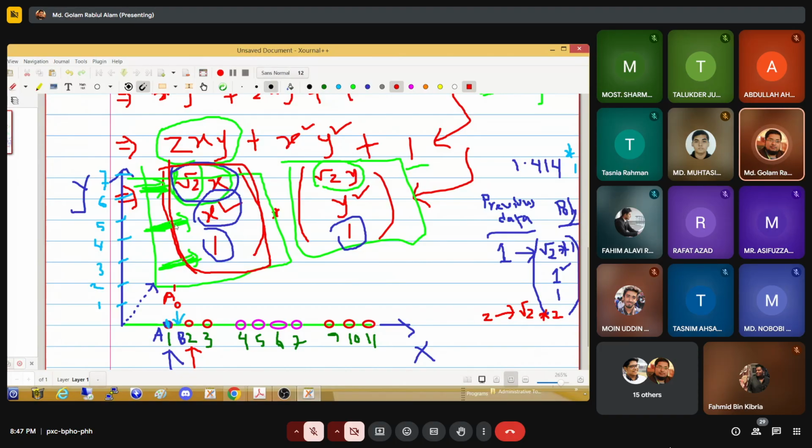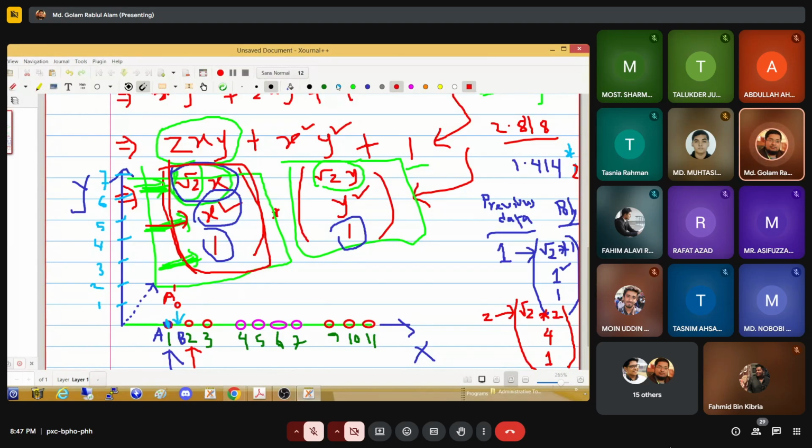Then what will be the transformation in y direction? It is x square. So x is 2, squared, that means 4. And the g axis will be just 1. So this one will be the new vector, 2 root 2, 4, and 1. If root 2 is 1.414, multiplied by 2 we get 2.818.